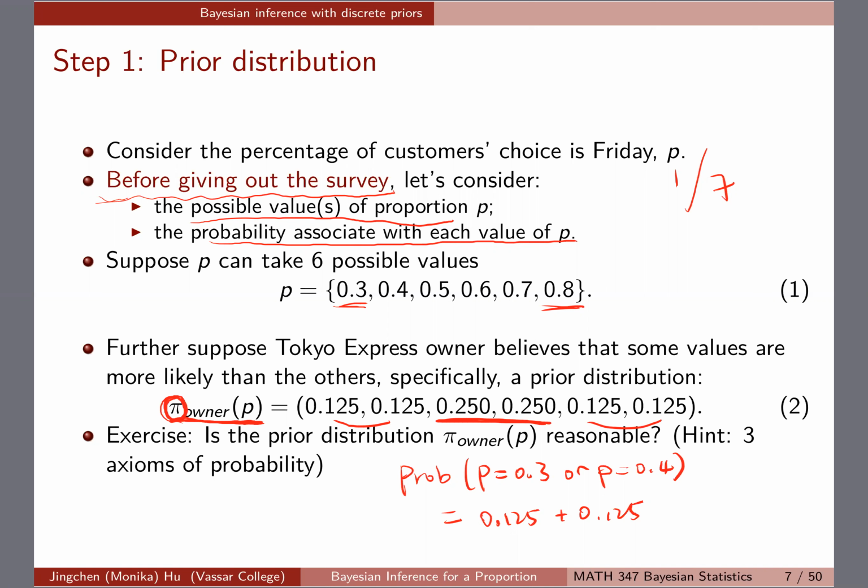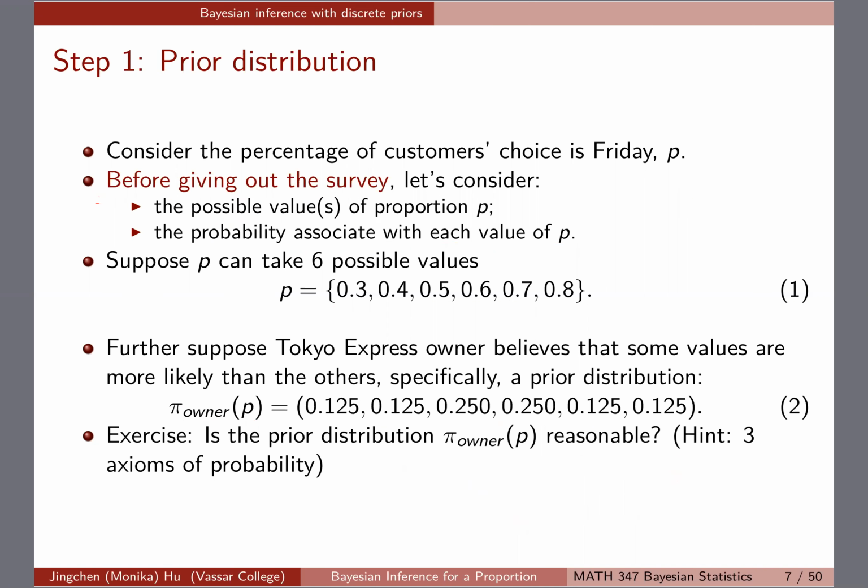Make sense? All right, so again, I was saying you can come up with other prior specifications easily, but you need to make sure that the prior choice is reasonable, meaning that it should satisfy the three axioms of probability.